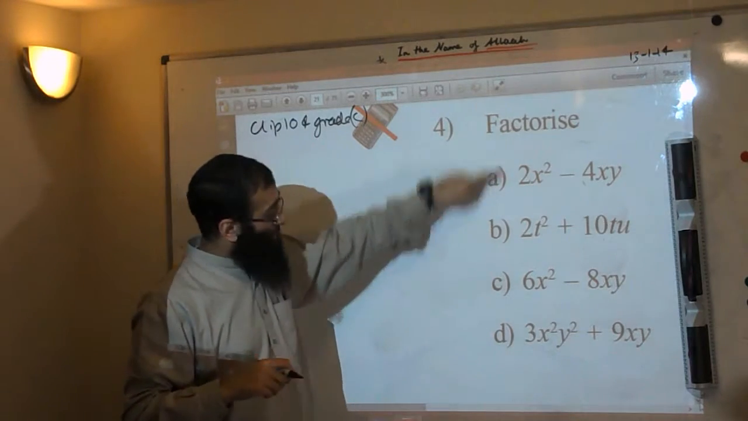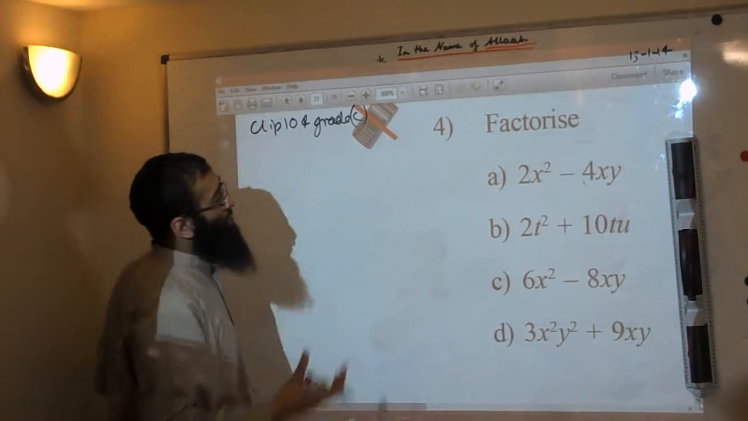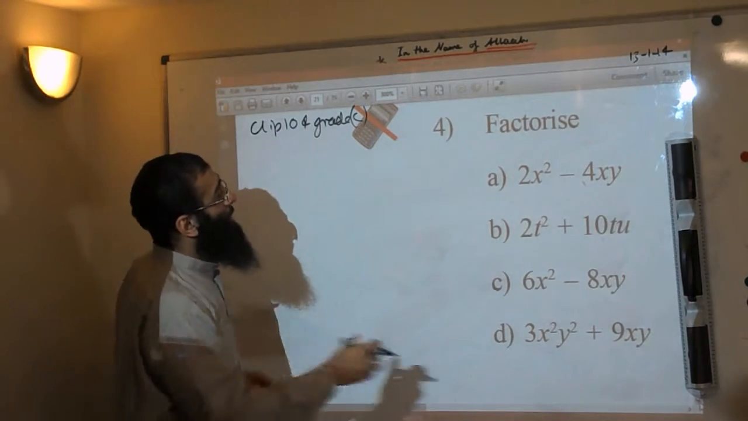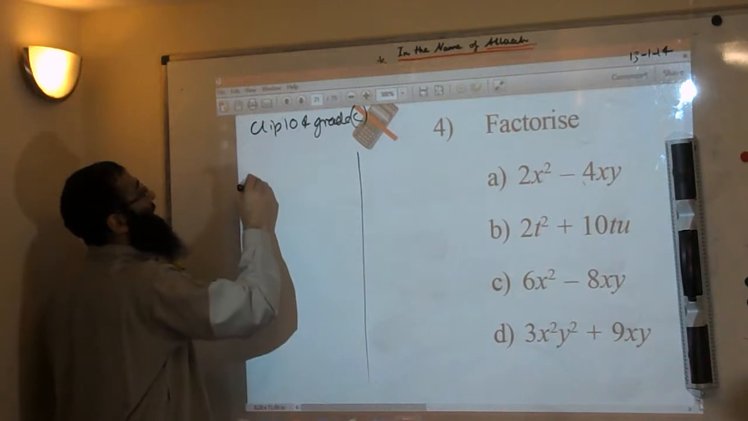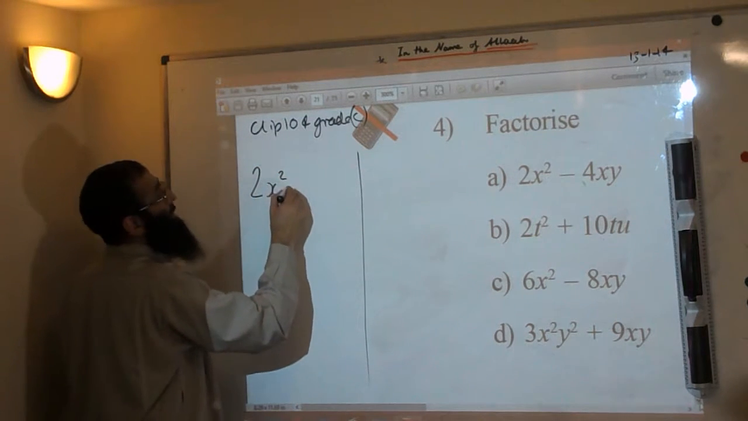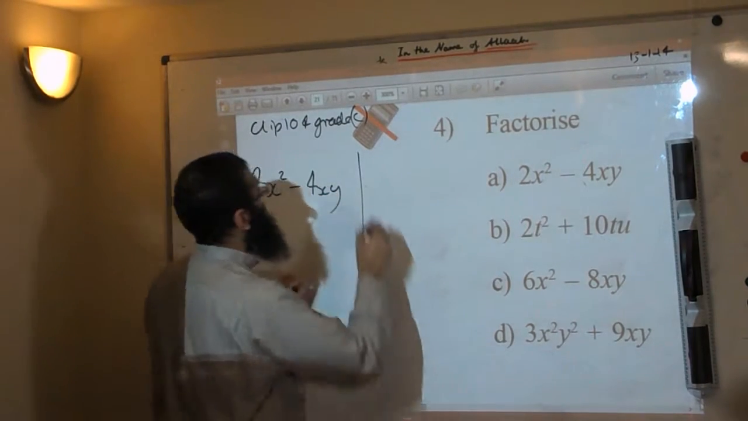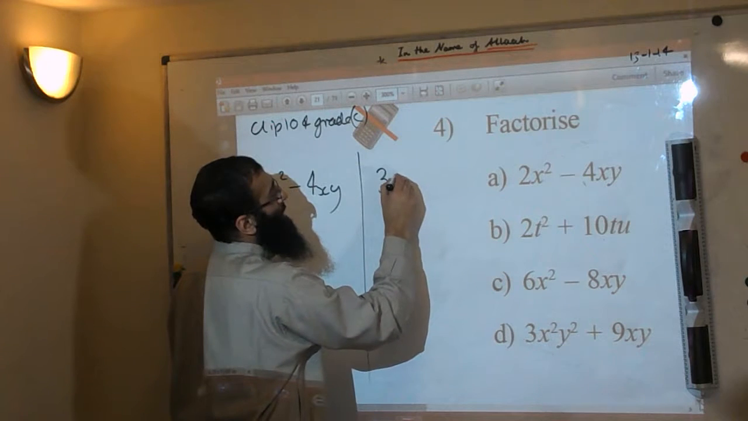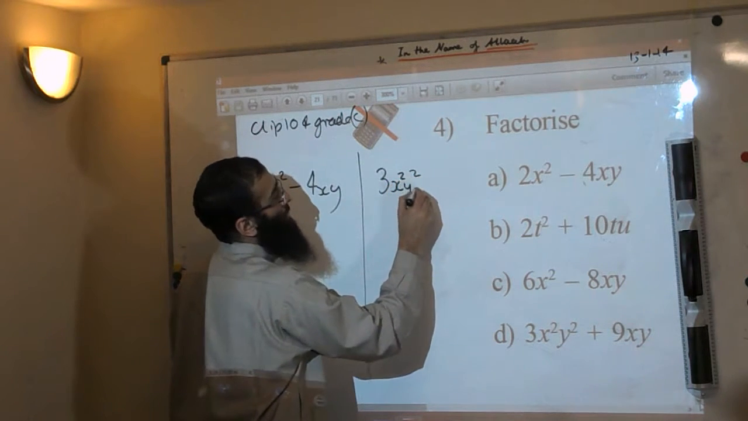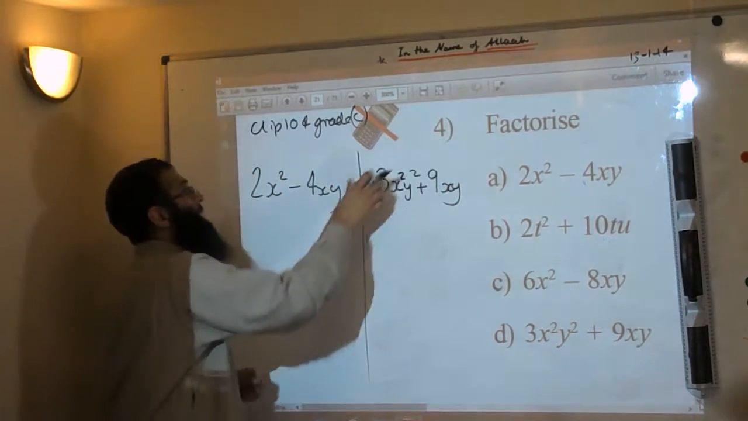You have to factorize these expressions using the common factors technique. I've enlarged the question, hopefully you can see it more clearly in the video. So the first expression, we're going to do over here: 2x squared minus 4xy. And we'll do the bottom one next: 3x squared y squared plus 9xy.